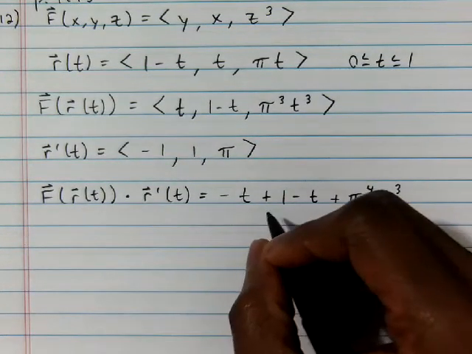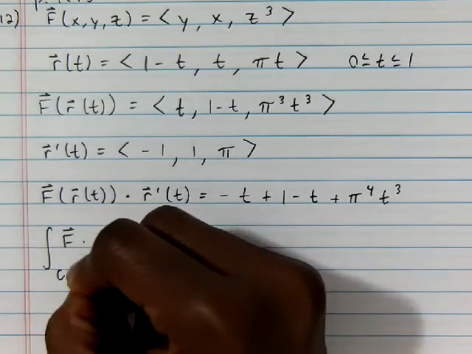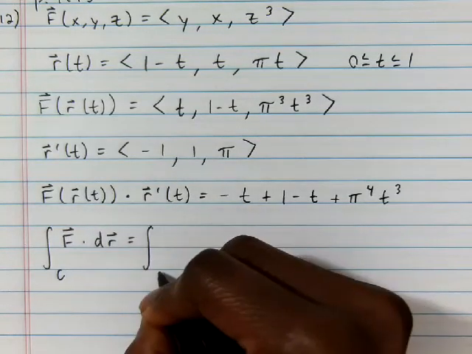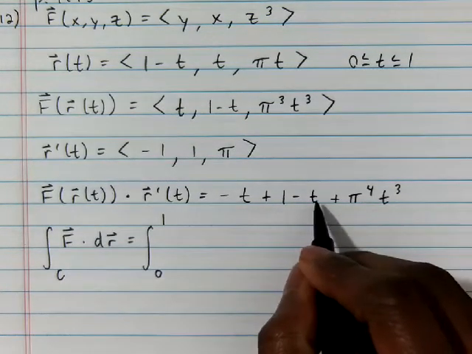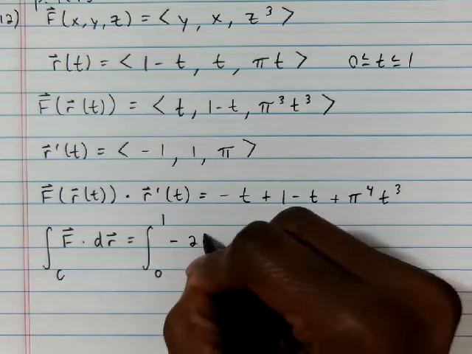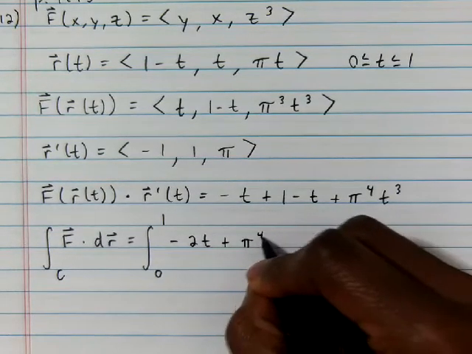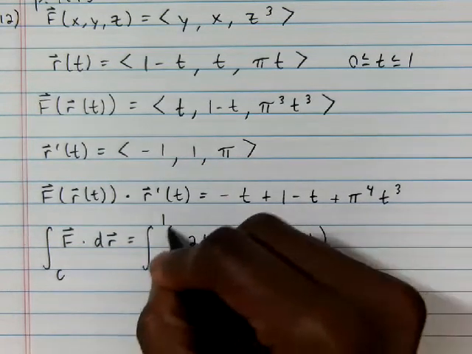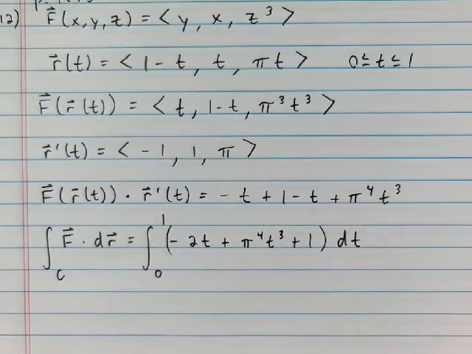So our line integral over C of f dot dr equals the integral from 0 to 1. And we can simplify this. We get a -2t right there. So -2t plus pi to the 4th T cubed plus 1. And we integrate that with respect to T. And now we're back in calculus 1 again. We just go through and integrate that.